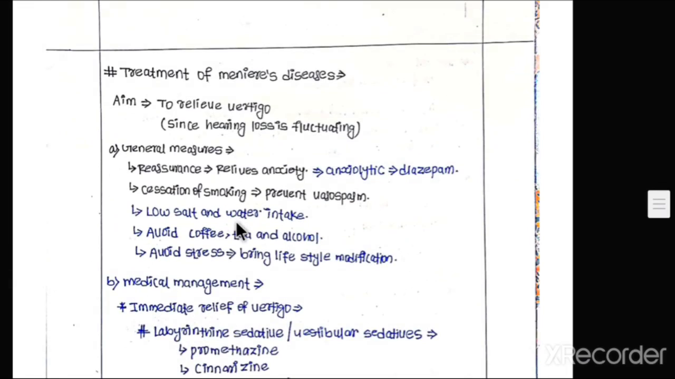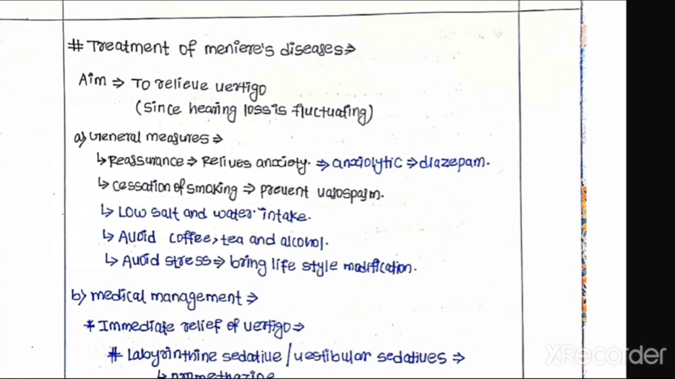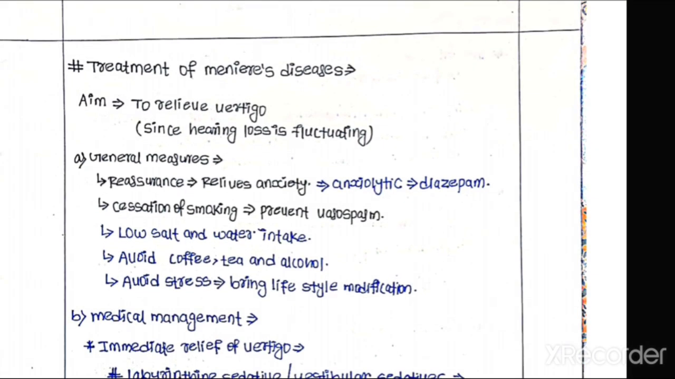Now we study the treatment of Meniere's disease. The main aim of treatment is to relieve vertigo, since the hearing loss is sensorineural hearing loss of a fluctuating type. That is, after an attack, the hearing loss is not present.